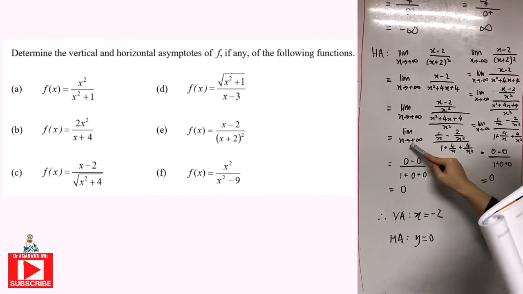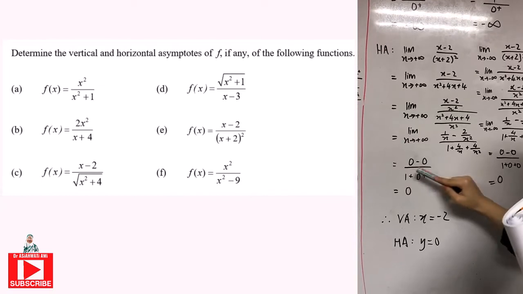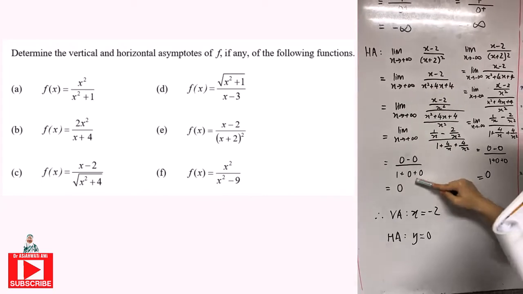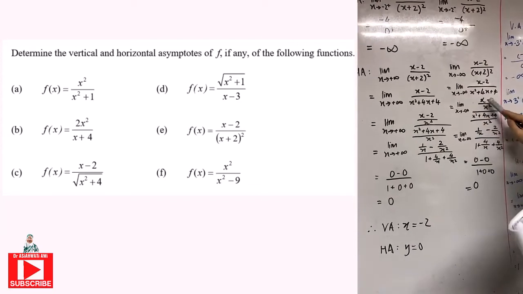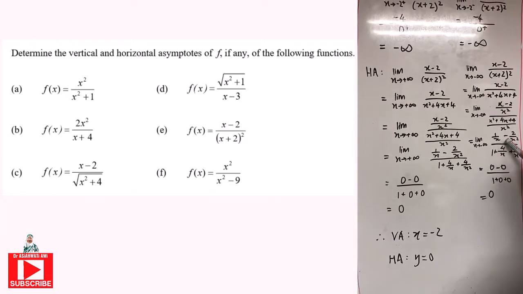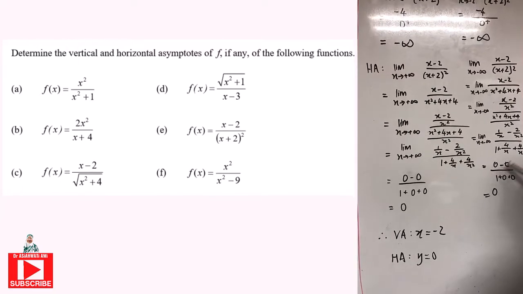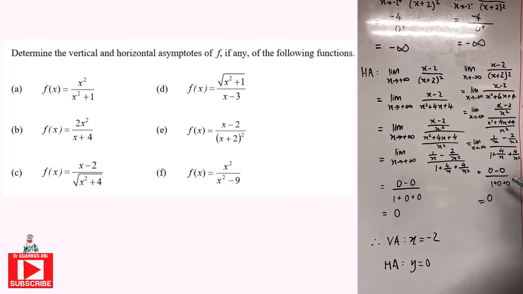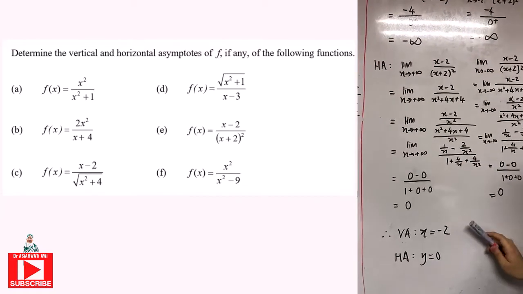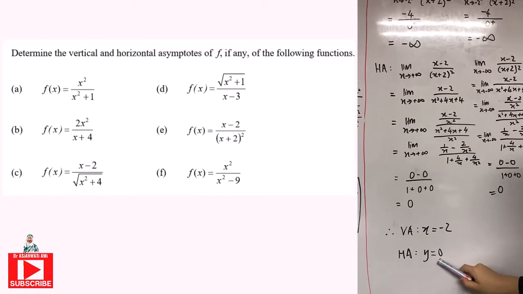So when x goes to infinity, we get 0 minus 0 over 1 plus 0 plus 0, which is equal to 0. Same goes here. We divide and then when we substitute negative infinity, we also get 0 minus 0 over 1 plus 0 plus 0, which is also equal to 0. So the horizontal asymptote is y equals 0.